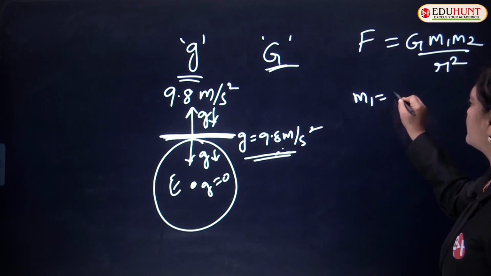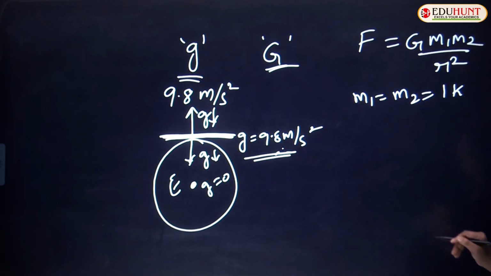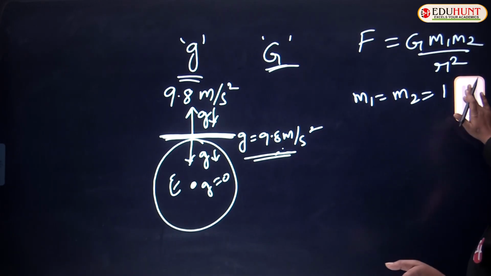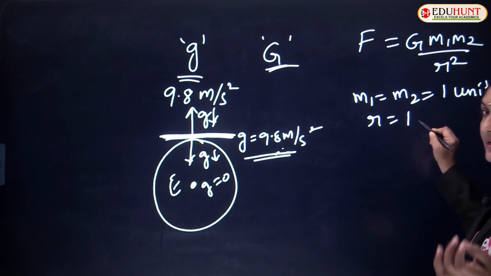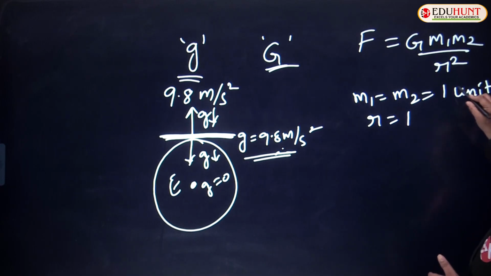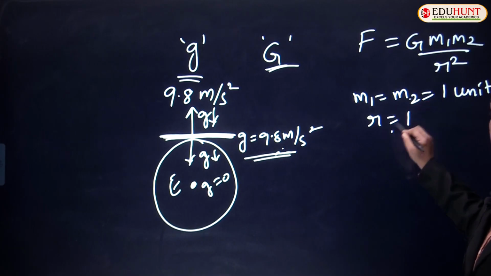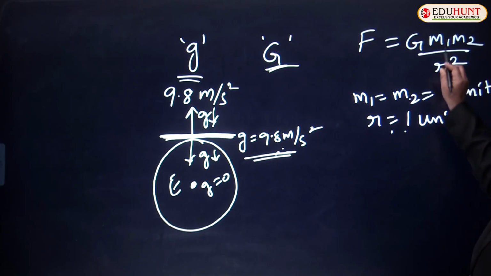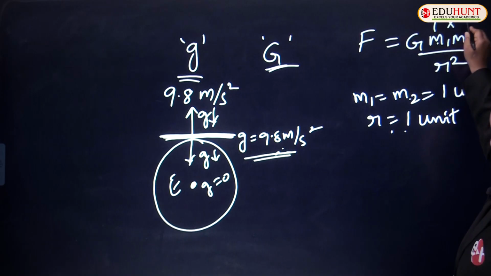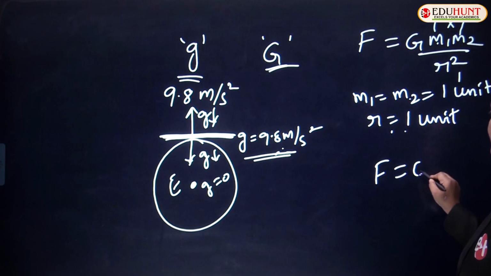If M1 is equal to M2, each equal to 1 unit, whether it is 1 kg, 1 gram, whatever it is, I'll be considering 1 unit. And the value of R is also 1 meter, or 1 centimeter. If taken in the SI system, masses should be in kgs and distance in meters. If taken in the CGS system, masses are measured in grams and distance in centimeters. So depending on the system of units you consider, those values must be 1. If you substitute M1 as 1, M2 as 1 and R square as 1, R as 1, then the value of F is equal to G.